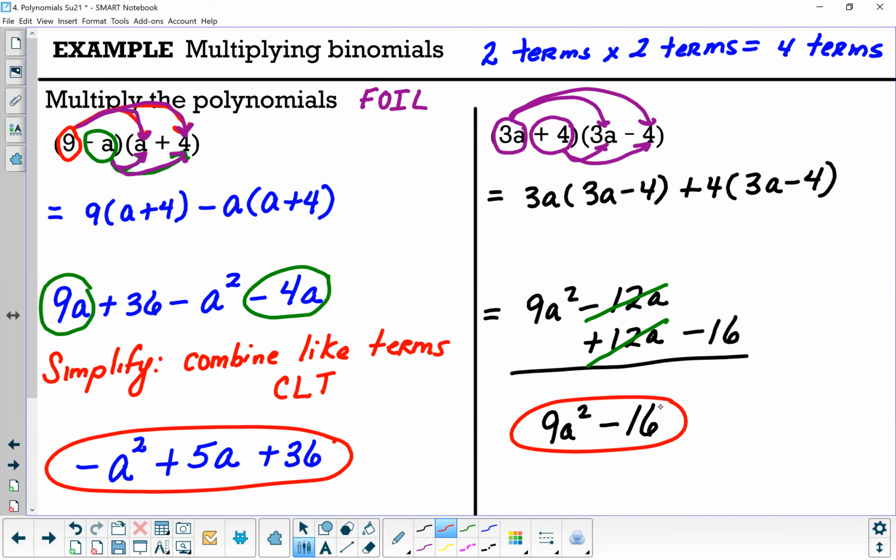Okay, this type of polynomial has a special name, and that special name is what we call a difference of squares. The reason why it's called a difference of squares is because 9a squared is a perfect square, 16 is a perfect square, and we're subtracting perfect squares. So I want to look at this pattern again on a separate page.